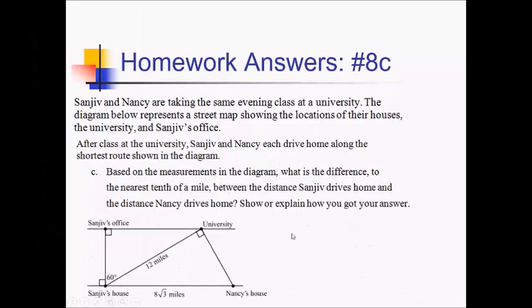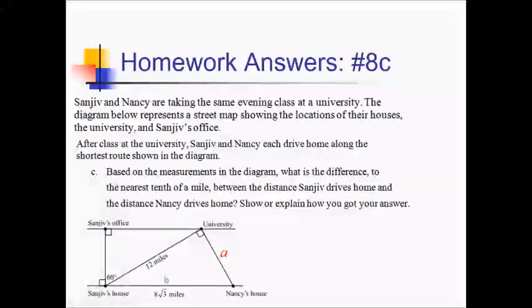For this last part of the problem, based on the diagram, they want the difference to the nearest tenth of a mile, so we're going to have to use the calculator, between the distance that Sanjeev drives home and the distance that Nancy drives home. So basically we need 12 minus whatever this other side is. And I'm going to call this other side A, just so I can refer to it as the problem goes on here. So clearly we first have to figure out what A is before we can subtract it from 12.